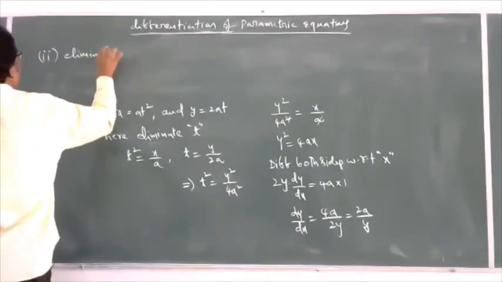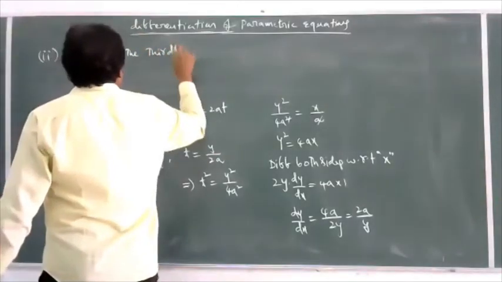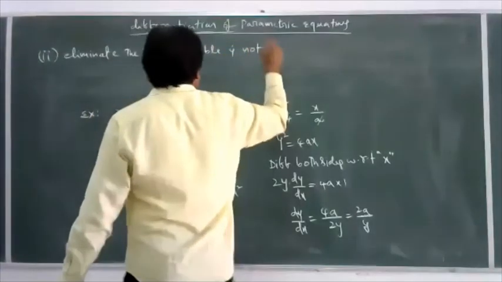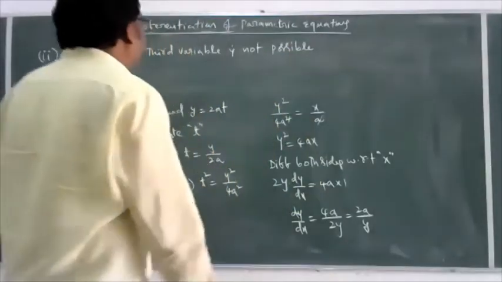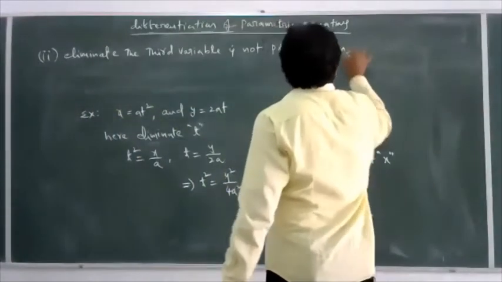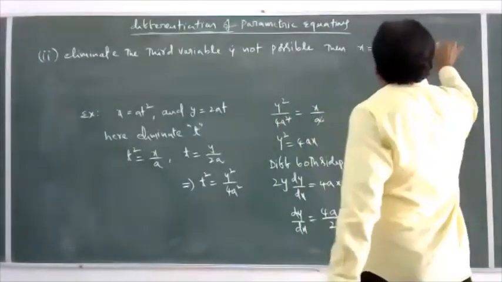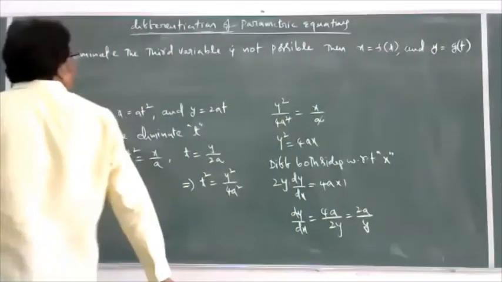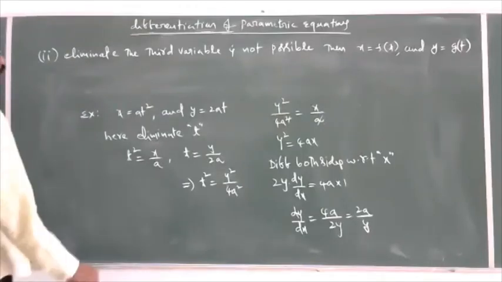Eliminate the third variable. If eliminating the third variable is not possible, then x is equal to f of t and y is equal to g of t.